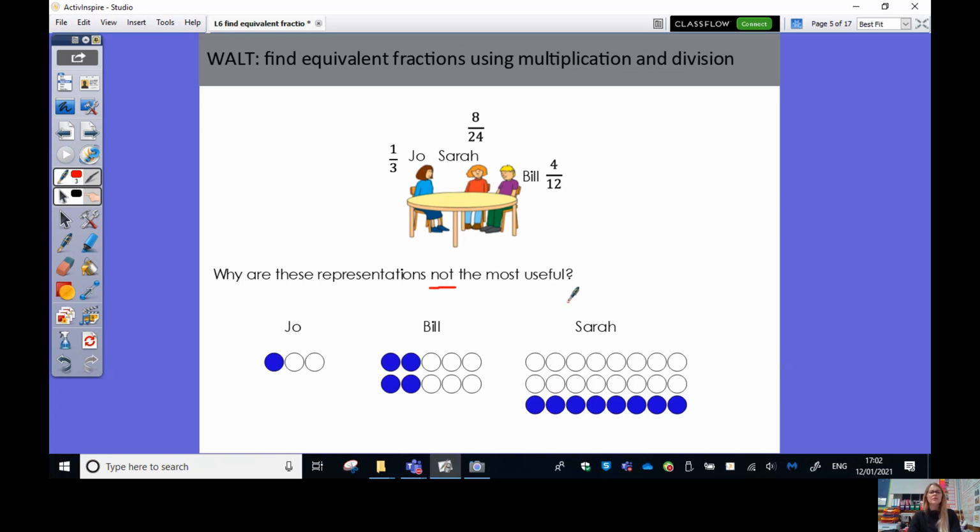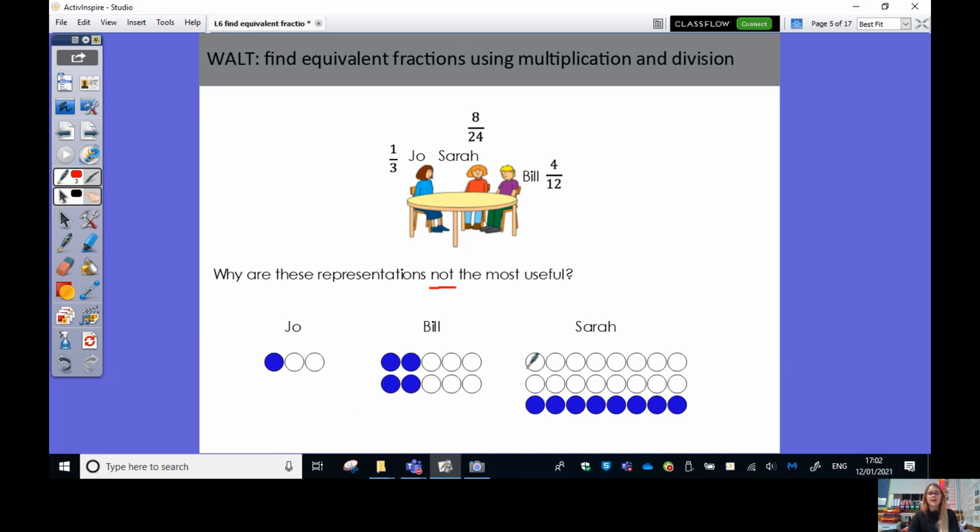Okay, so hopefully you're thinking that they're not equal. So this one does show me 1/3, this one does show me 4 12ths, and this does show me 8/24, but I can't tell who's got the most chocolate because they're not the same size representations. There's a different amount of circles, so it's going to be really tricky for me to see by looking at that representation who has got the most, because it does look like Sarah has got the most.